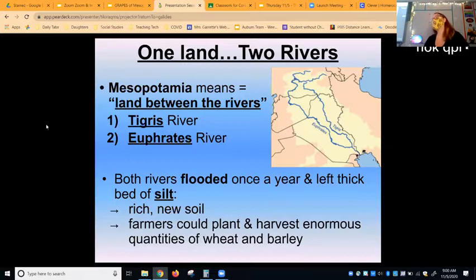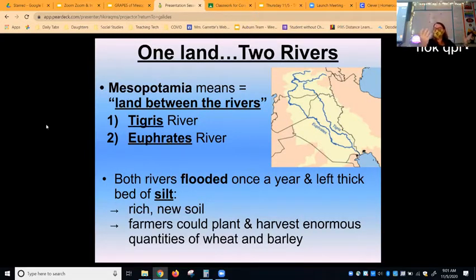And what's especially important to know about those rivers that allowed farming to be discovered and kind of invented and started here was that both of those rivers flooded once a year. And they left silt when they flooded. Raise your hand if you've ever been swimming in a river. Anybody swimming in a river? Do you know when your feet touch the bottom of a river, what does it feel like? It's weird and squishy and like slimy and squelchy, right?